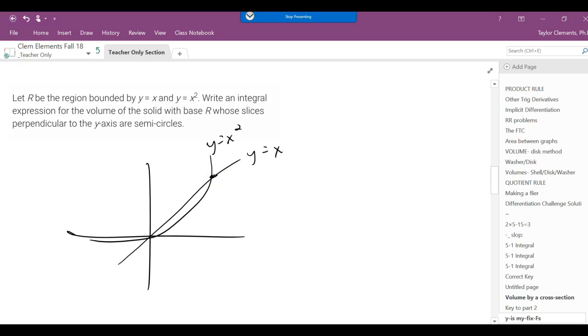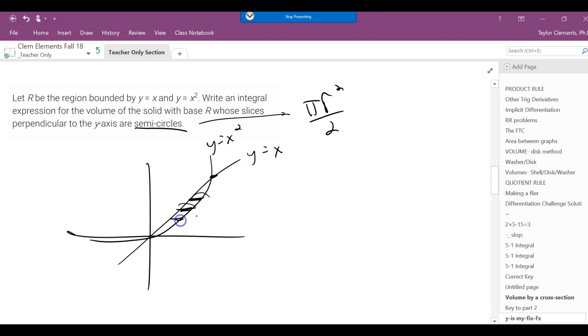It says slices perpendicular to the y-axis. So those kind of slices right there, and they're all semicircles. So that's pi r squared over 2. Because of that. Let's see, and this is tough. We just want half of that.